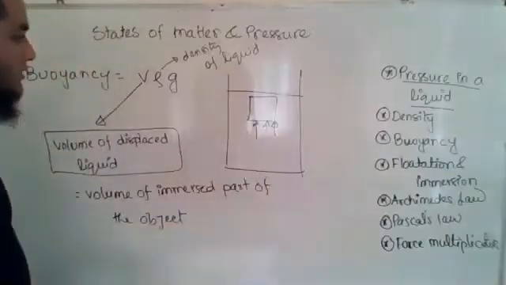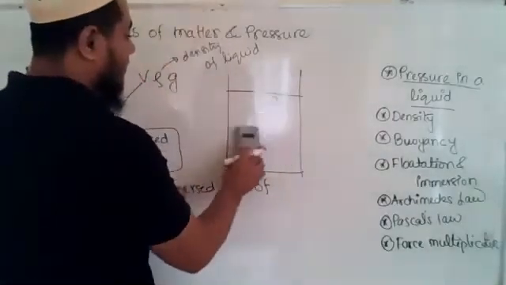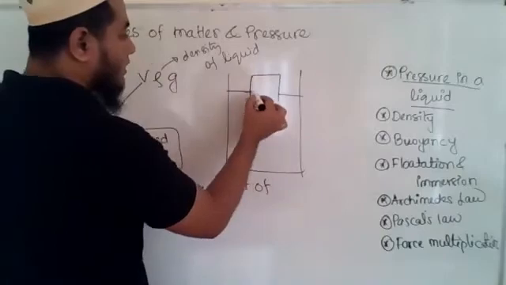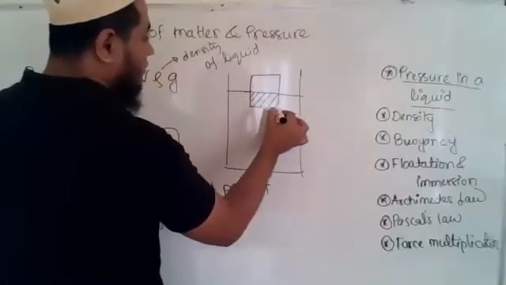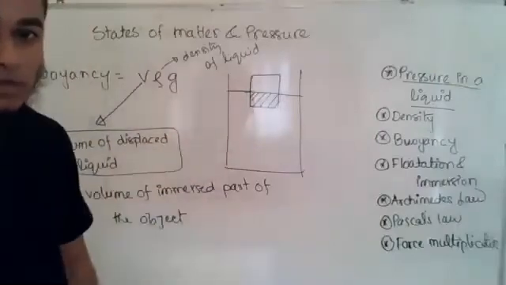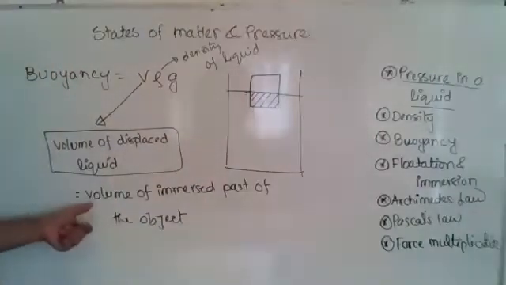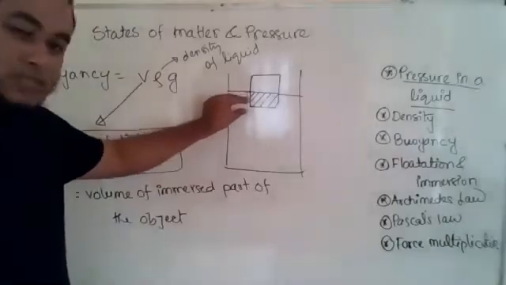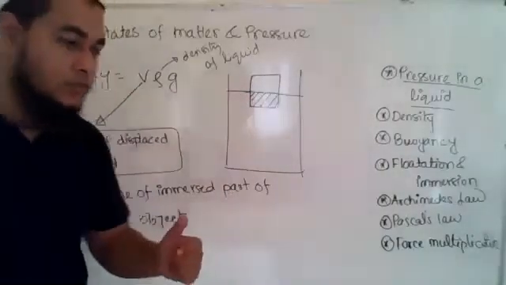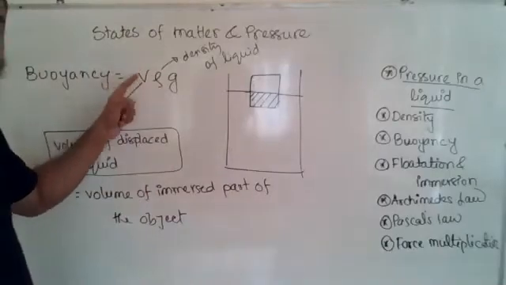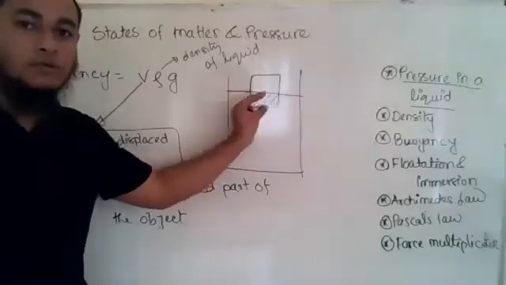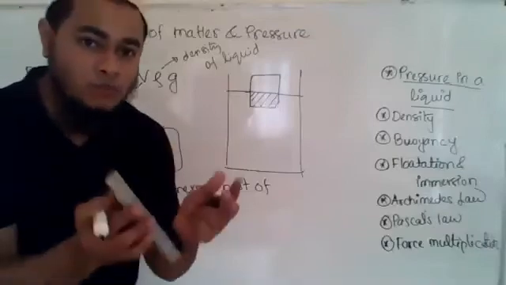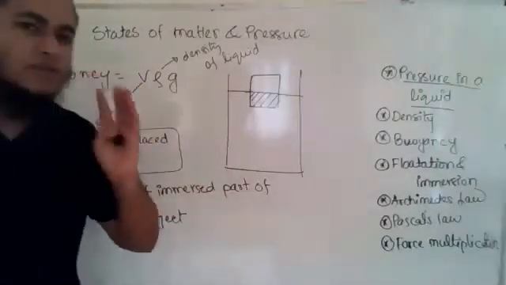But sometimes it happens that I did not submerge the body fully. What happens is I have submerged it partially. So now the volume of displaced liquid will be equal to the volume of the part of the body that is immersed. That's why it's better to mention the volume of the immersed part of the object. So whenever you are looking for the value of V, just try to calculate the volume of the part that is immersed. If the full body is immersed, then you can consider the volume of the full body as the value of V here. This is very important to understand.